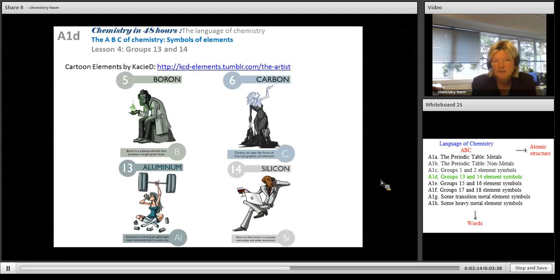Just a final note before we go for time for tips. There are some very nice cards that you can download from the internet made by KCD. And she's made beautiful drawings of all the elements. So if you want to use them as flashcards, they also show some of the properties in the diagram.